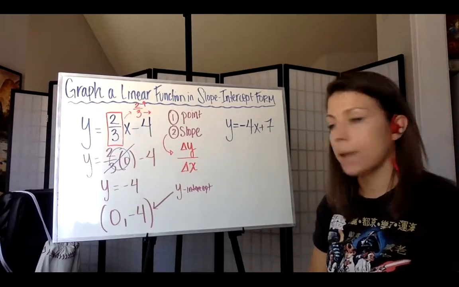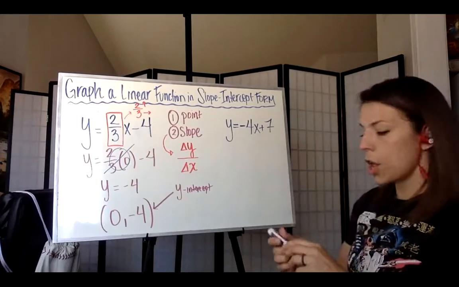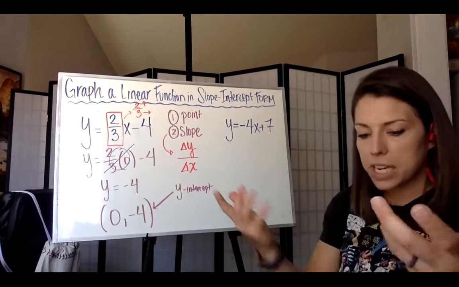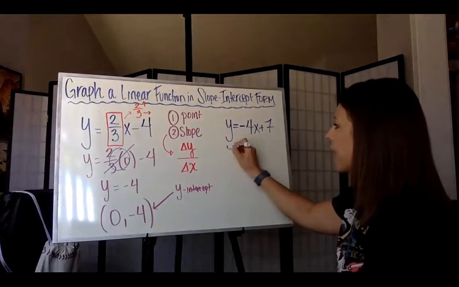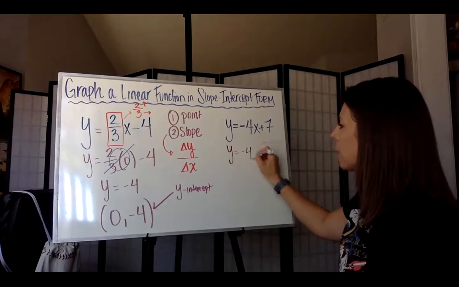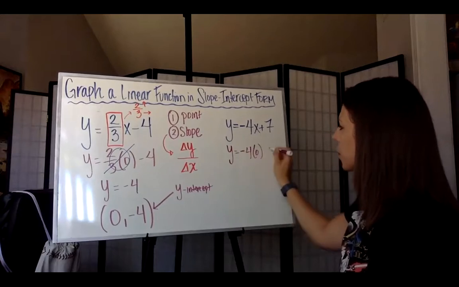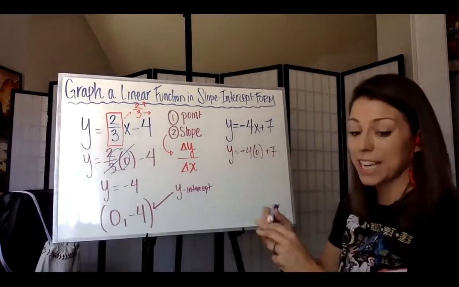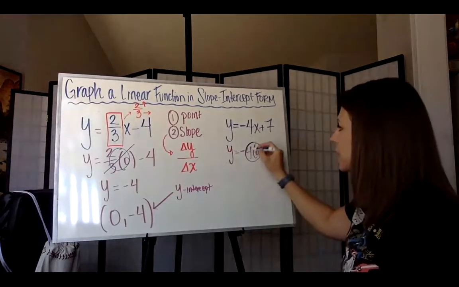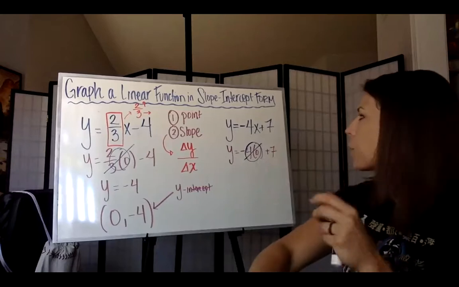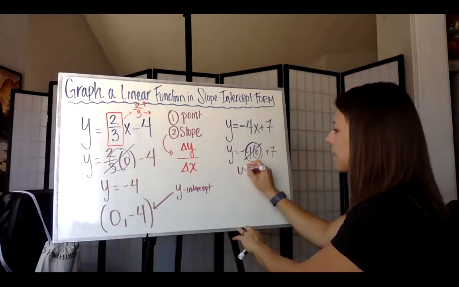Let's take a look at our second example here. Y equals -4x plus 7. Again, step 1, we need a point. What point is the easiest point to find? Let's plug in 0 for X. Now, when we plug in 0 for X, the really cool thing about 0 is that it essentially eliminates terms. So -4 times 0, that's just a 0 term, and we're left with Y equals +7.